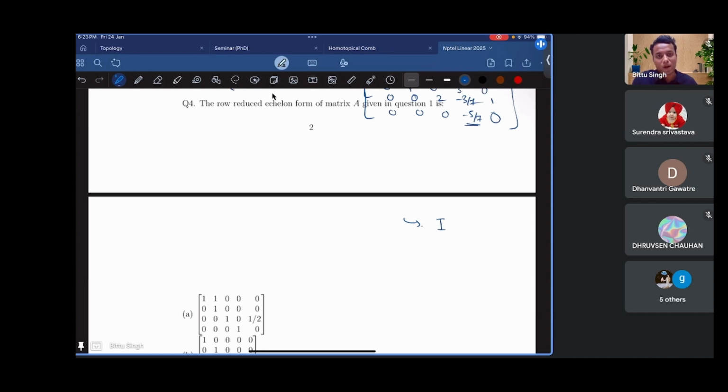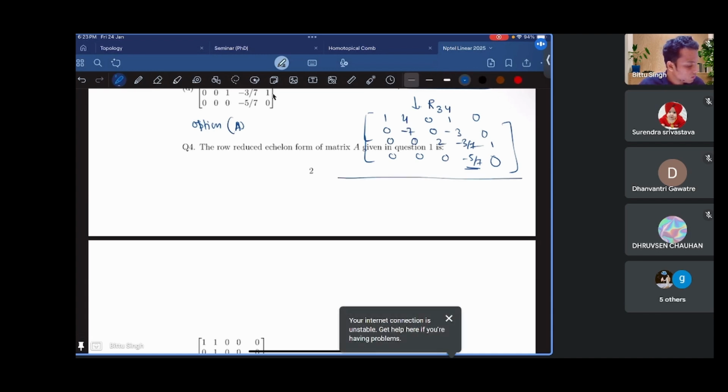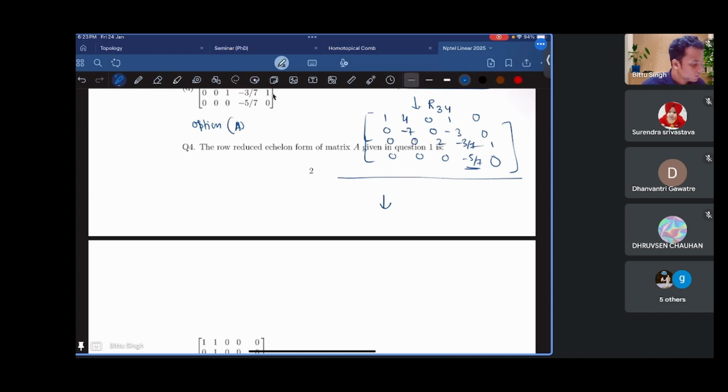So the question is, what can we do that is most efficient? How can you make the most efficient matrix out of this? So what we can do, we will again perform some row operation to reduce it further. And we can see that above 2 here it does not contain anything, but above -5/7 it contains some element. So we want to cancel those elements.